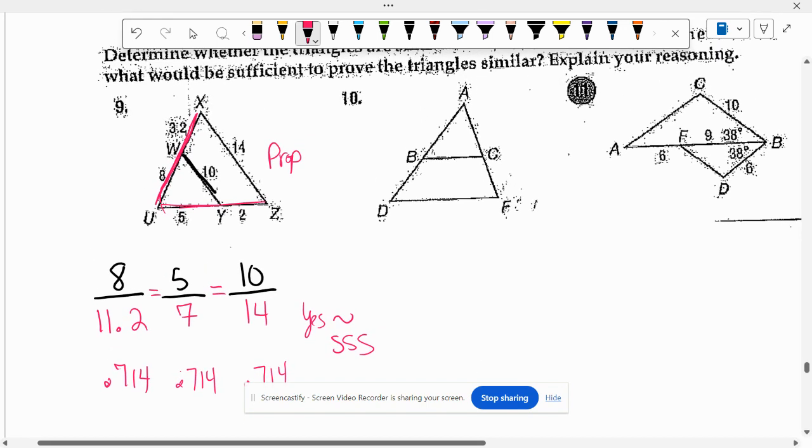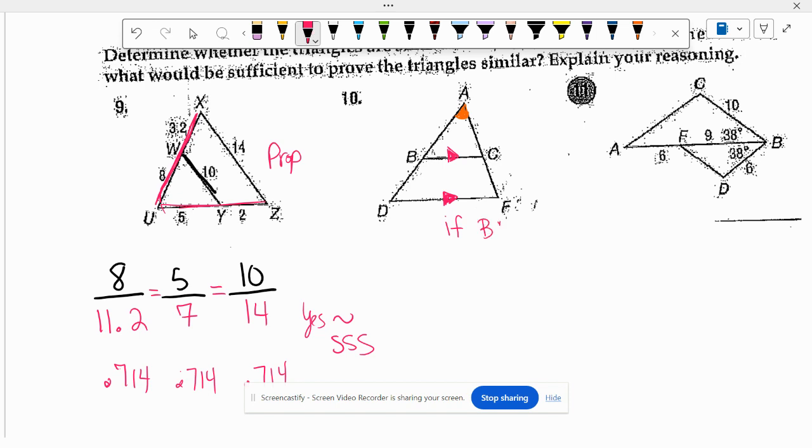What about number 10? Can you prove that those are similar? Well, we know that angle A is congruent to angle A. What's one thing that I could say about segment BC and DF that would let me prove that those were similar? What if I said that BC was parallel to DF? Would they be similar then?